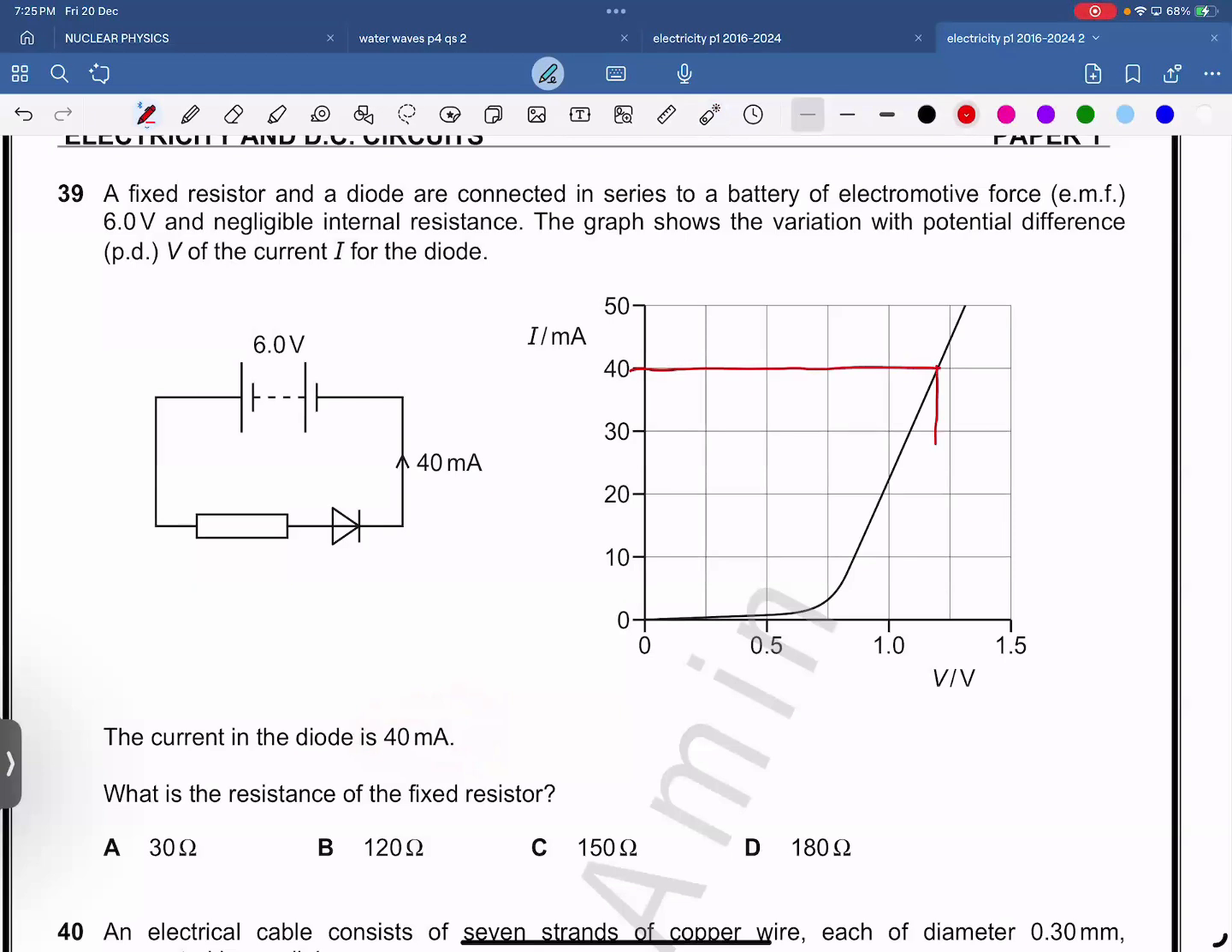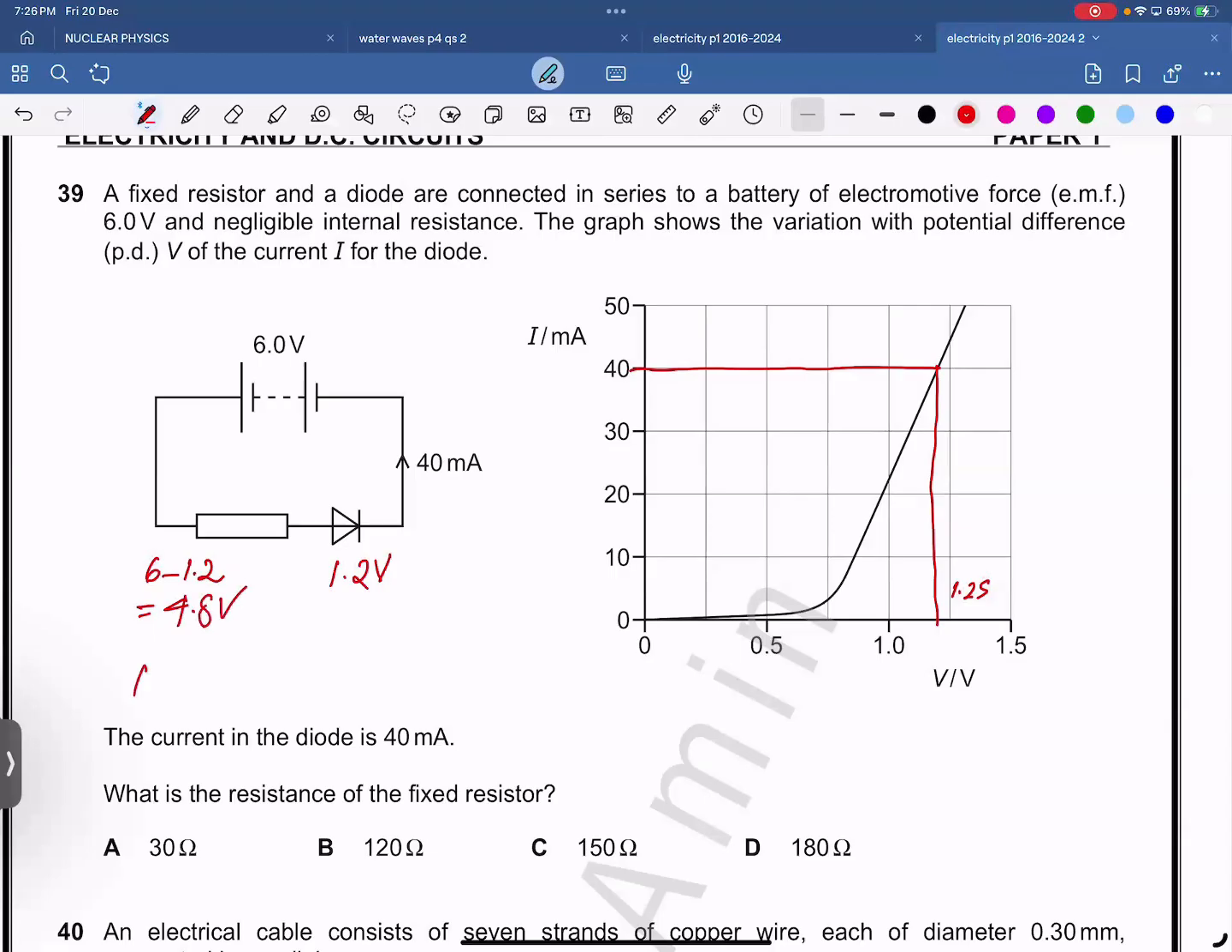Here is the voltage. So the question is, what is the resistance of the fixed resistor? No problem, my dear. How much is this voltage? You can take any approximate value because this is 1.25, so it is less than 1.25. There will be no two similar options, so don't worry about that. So voltage across the diode is 1.2 volt. So across the resistor will be 6 minus 1.2, which is 4.8 volt.